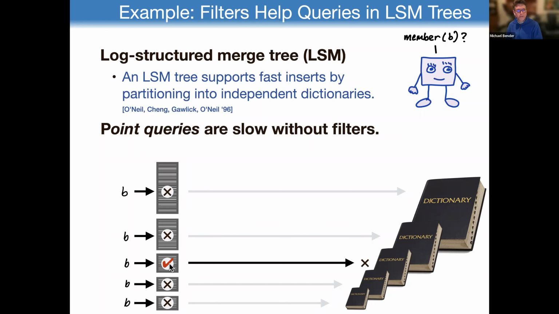And if you change the false positive rate appropriately, if B is not in the dictionary, you almost never need to do these remote queries. So because of data structures like log structured merge trees, the filter actually has a disproportionately great improvement in the performance of the data structure. So this is showing how filters help queries in log structured merge trees.